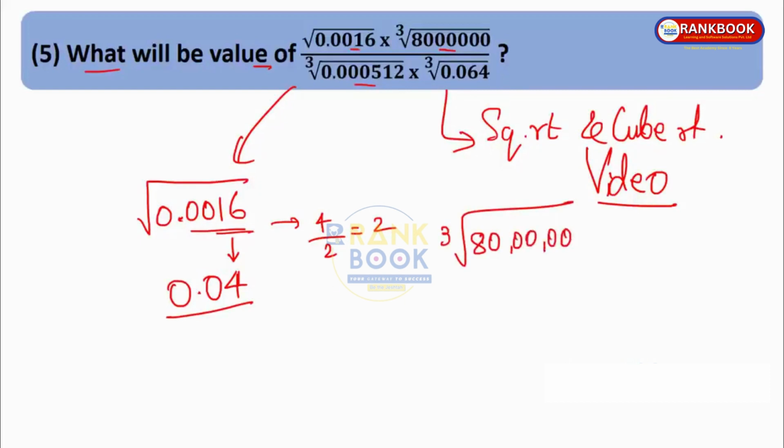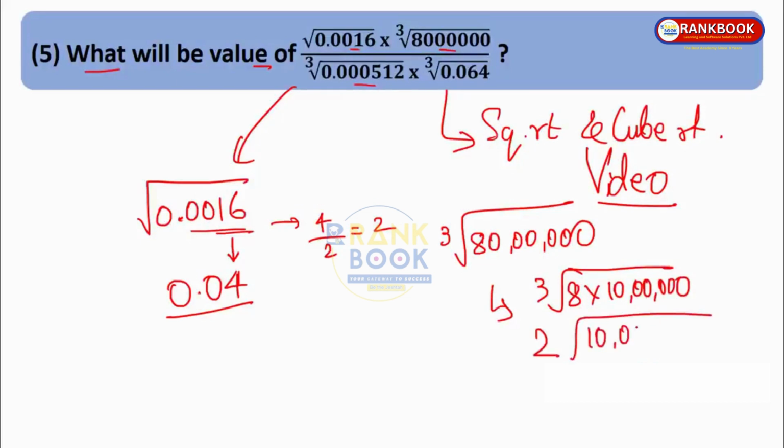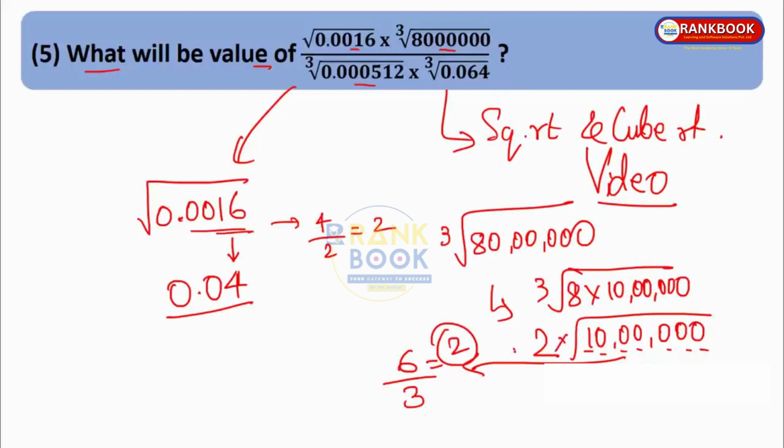Now cube root of 80 lakhs. That can be written as cube root of 8 into 10 lakhs. What is cube root of 8? 2, into the cube root of 10 lakhs. Now how many zeros are there in this? 1, 2, 3, 4, 5, 6. If there are 6 zeros in a cube, then the cube root will have 6 divided by 3 equal to 2 zeros. The cube root of 1 is 1. So the answer is 2 into 1 and 2 zeros, so 200. For this, the answer is 200.